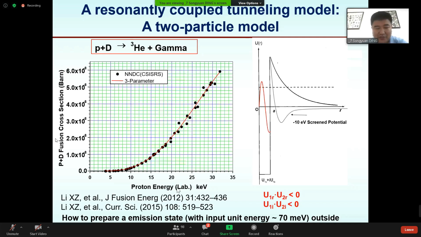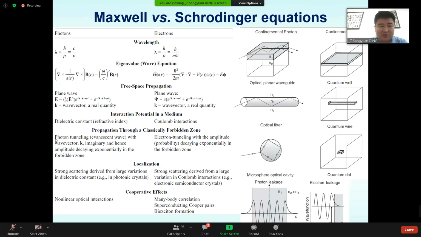So how to prepare an emission state with input energy from the lattice energy, outside the Coulomb barrier, and how does the emission state resonantly couple with the well in the nuclear reaction region? Actually, a very similar model exists in the optical region. The Maxwell equation and the Schrödinger equation are very similar. Both of them are eigenvalue equations.